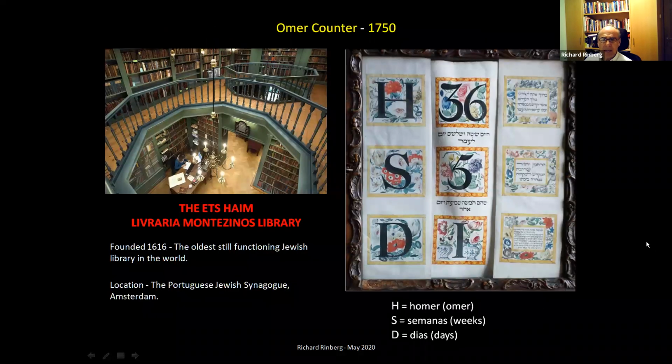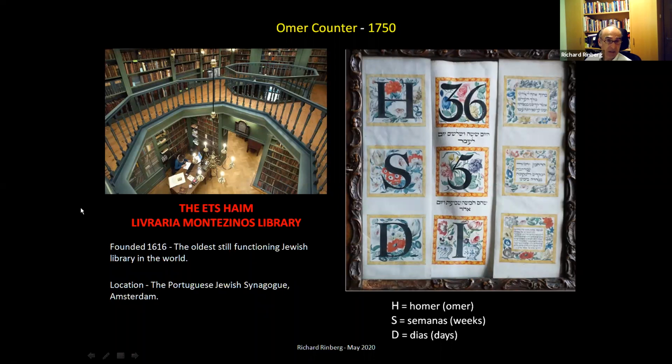And if you read today's Jerusalem Post, there was a lovely article about the Amsterdam community and how it's trying to get back on its feet. And in the museum there, or adjacent to the museum, is the Etz Chaim library, which actually was founded in 1616. It's the oldest still functioning Jewish library in the world.